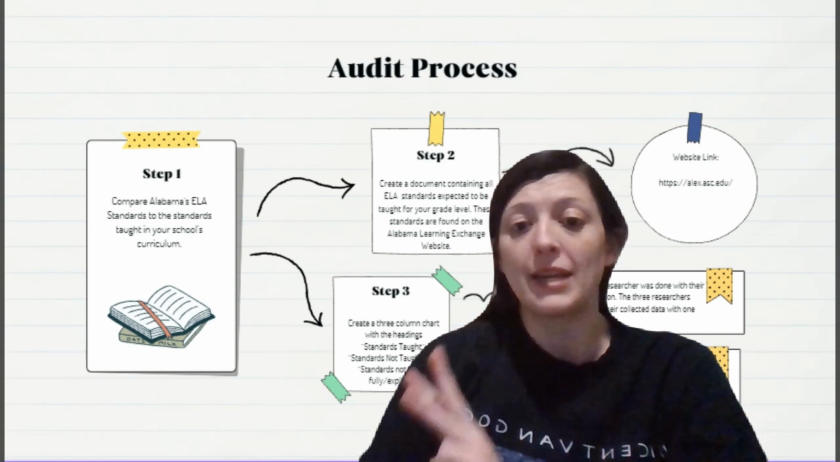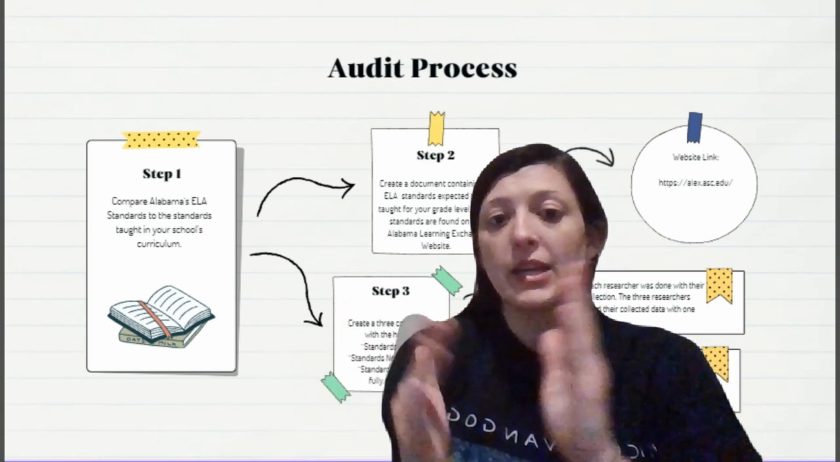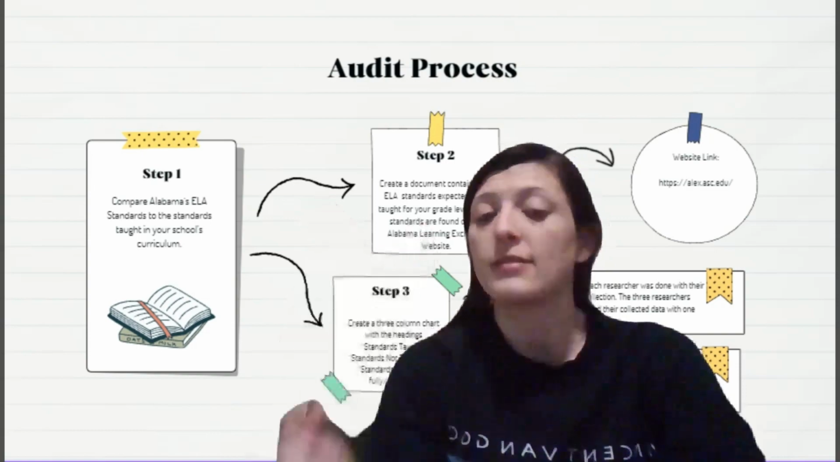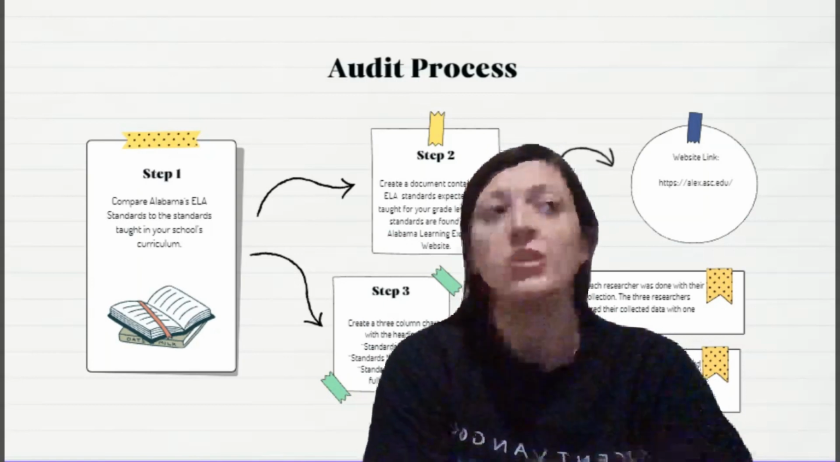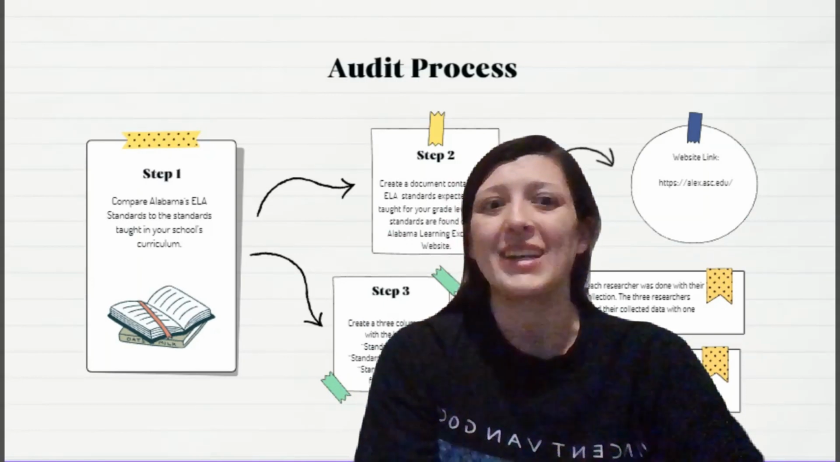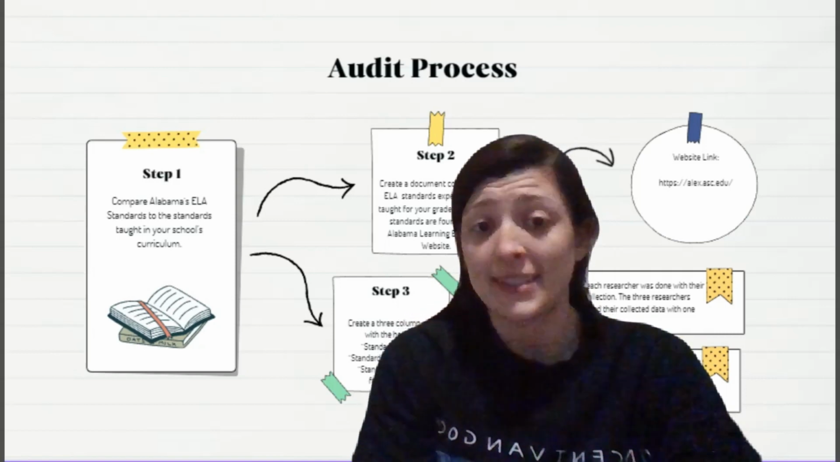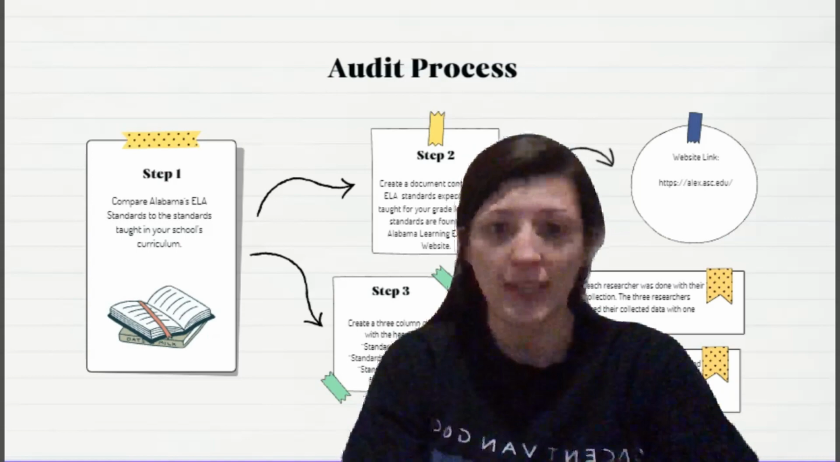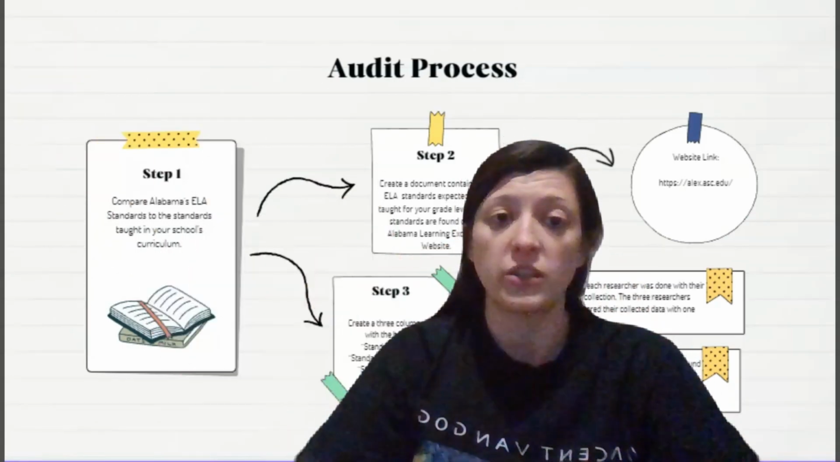Our step 3 was including in that document 3 columns: standards that are taught, standards that are not taught, and standards that are not fully taught. So they may be touched upon, but not quite explicit, or not even a half lesson to dedicate to that one standard. We then sorted those standards into each column for each of our grade levels.